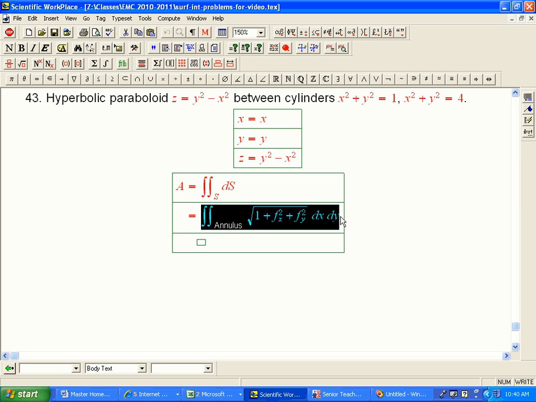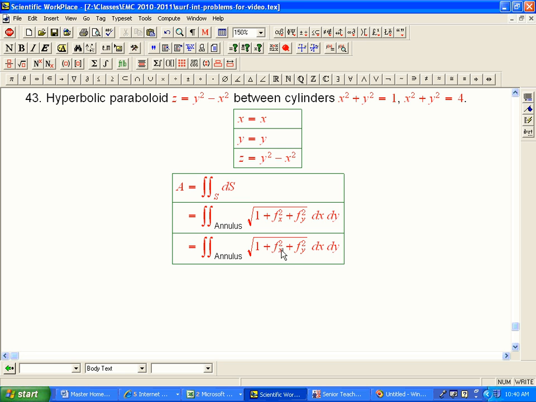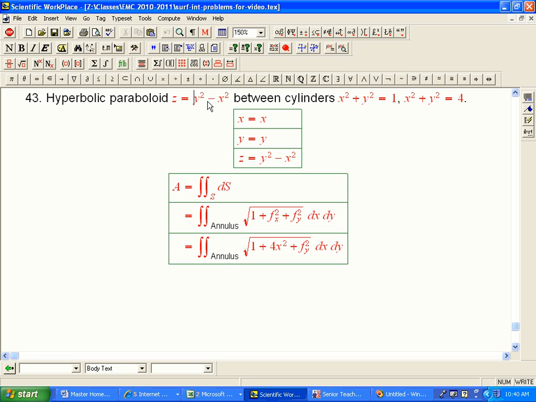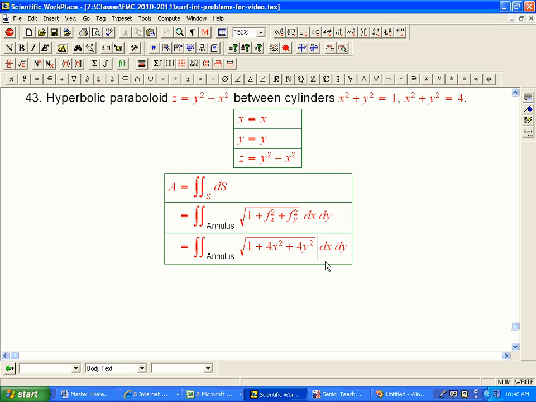Okay, so now we're just going to take this and put in, now fx is minus 2x, and then that's going to be squared. So that's actually going to be a 4x squared. I misspoke. This isn't quite a rotation of xy. It's a rotation of 2xy. And so we actually get a factor of 2 and then squared is 4. And then fy is 2y squared is 4y squared. Okay. And now again, we just go ahead and change to polar.